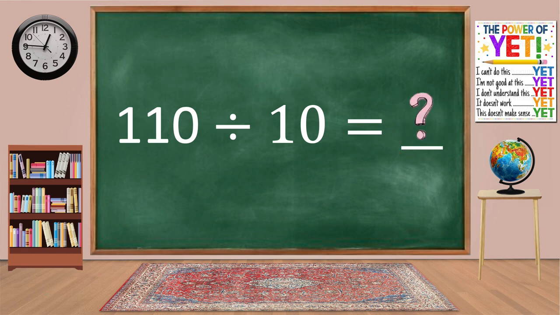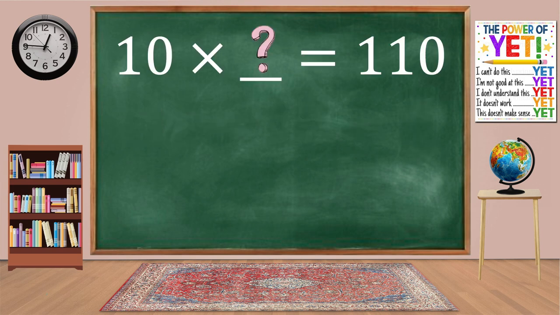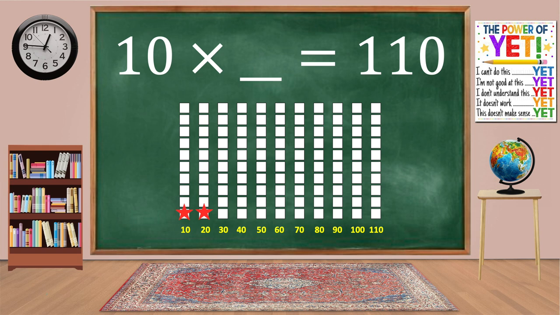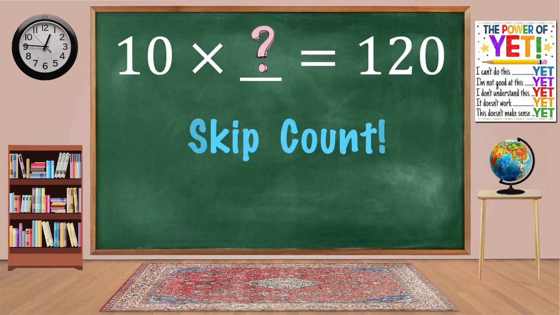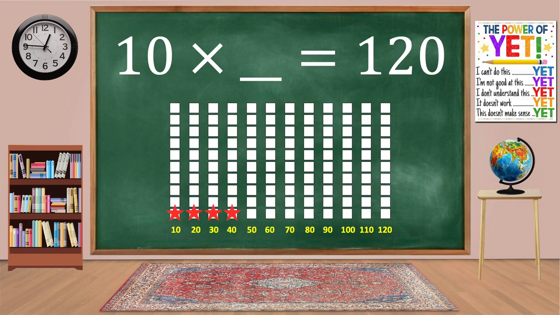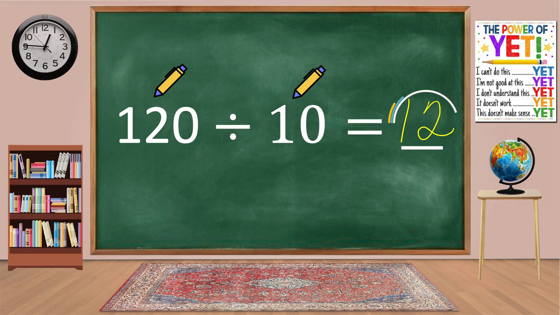110 divided by 10 equals blank. Our related fact is 10 times what equals 110? Skip count. 10, 20, 30, 40, 50, 60, 70, 80, 90, 100, 110. We have 11 columns. 10 times 11 equals 110. 110 divided by 10 equals 11. 120 divided by 10 equals blank. Our related fact is 10 times what equals 120? Skip count. 10, 20, 30, 40, 50, 60, 70, 80, 90, 100, 110, 120. We have 12 columns. 10 times 12 equals 120. 120 divided by 10 equals 12.